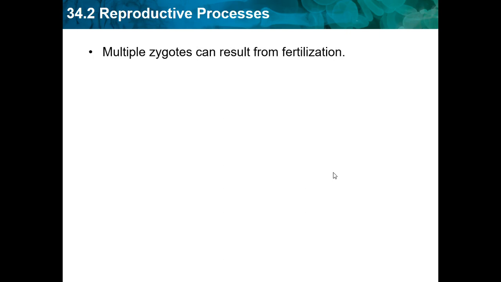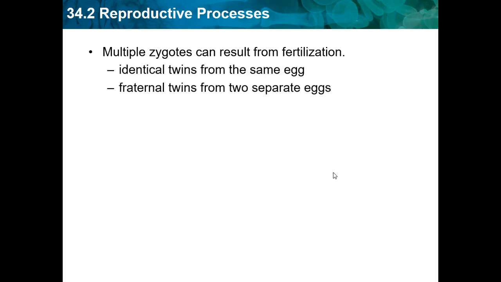So multiple zygotes can result from fertilization. Identical twins from the same egg can happen. Fraternal twins come from two separate eggs. So if there's two eggs, like I said, it can produce one or more. If there's two eggs, two sperm will be the lucky winner. So one will get one and the other sperm will get the other cell. And so those would be fraternal twins because there's two different eggs.